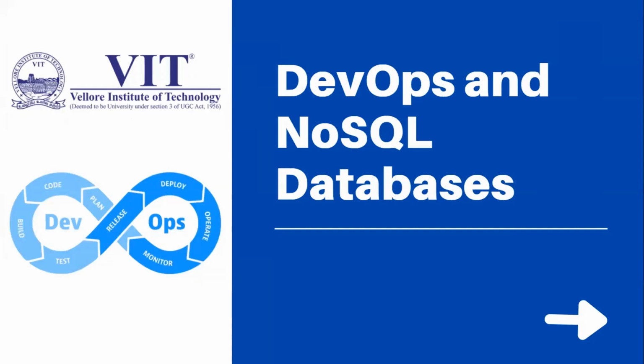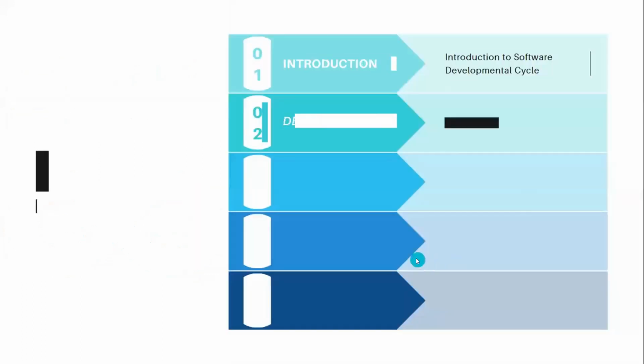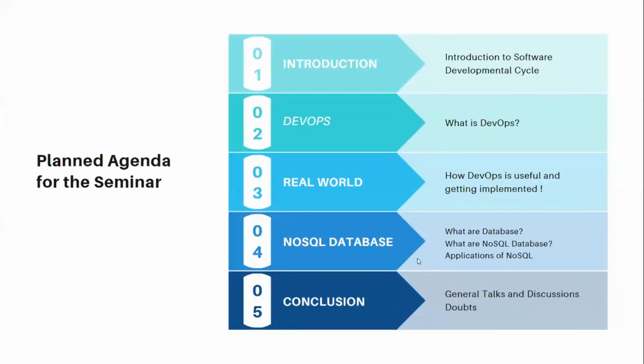Now DevOps would be, I think, a familiar term to you, or might not be, but I'm sure by the end of this session, you will have a basic idea about what DevOps is. So moving forward, this is the planned agenda for the seminar, where I'll be discussing the software development cycle, what DevOps is and how it is useful, and then we'll move forward to NoSQL. And in the last, we'll hear your discussions and any talks if you want to do.